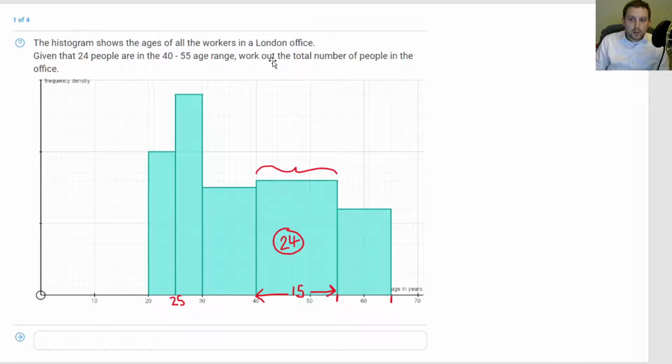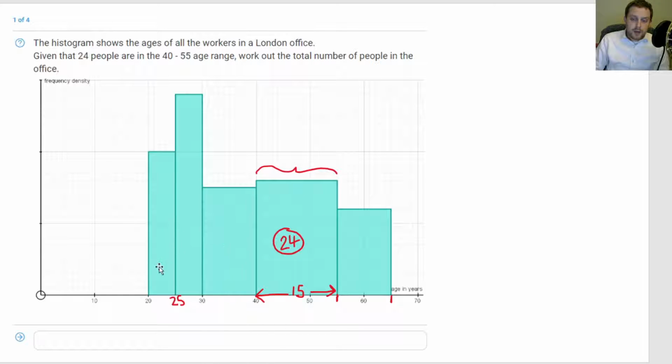The question says work out the total number of people in the office. So that means we're going to need to find all of these areas. We already have this one, of course. And then we're going to have to add them all up because the total frequency will be the total area. Because for a histogram, frequency and area are the same thing.